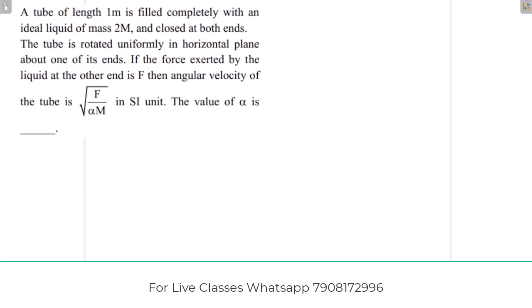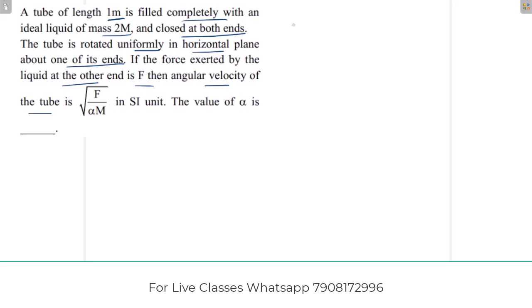A tube of length 1 meter is filled completely with an ideal liquid of mass 2m and closed at both ends. The tube is rotated uniformly in a horizontal plane about one of its ends. If the force exerted by the liquid at the other end is F, then the angular velocity of the tube is root over F by alpha m in SI units. The value of alpha is?